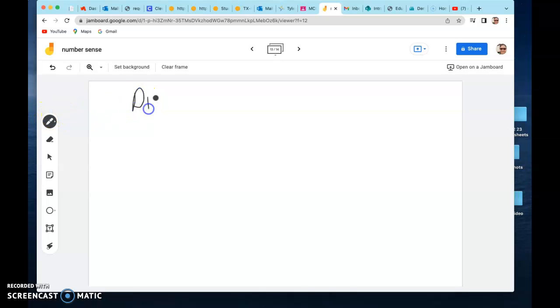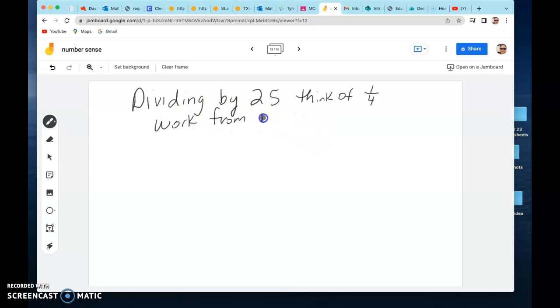Dividing by 25. Think of 1/4. Okay. Work from right to left.